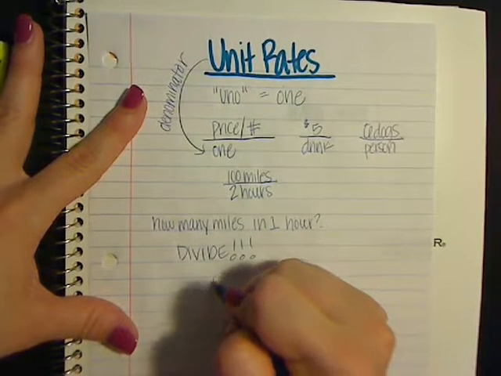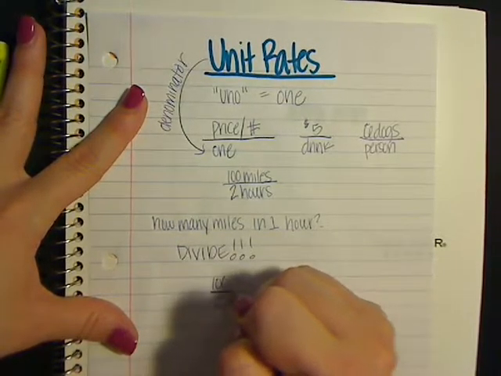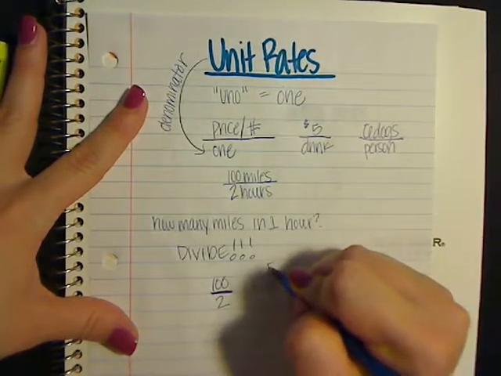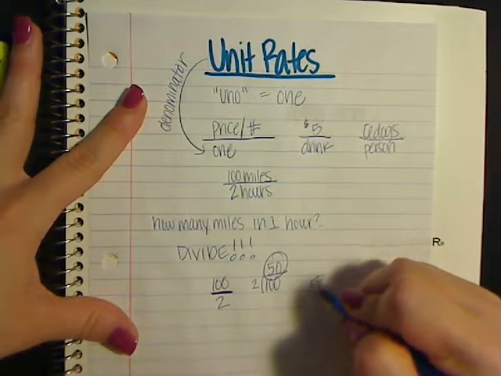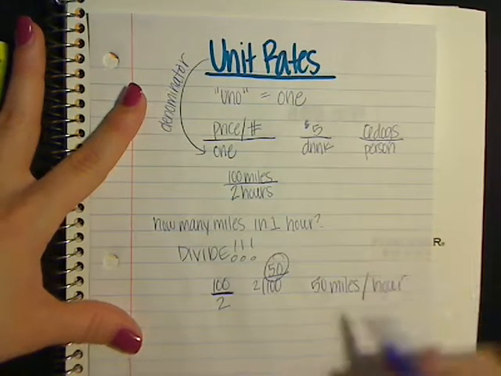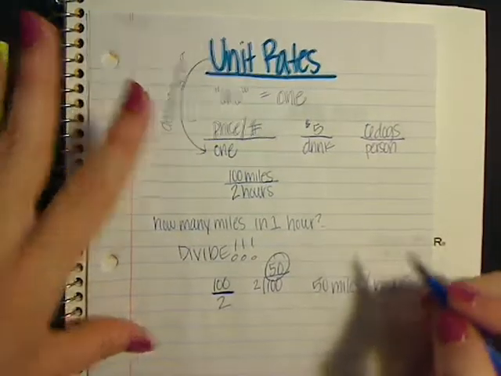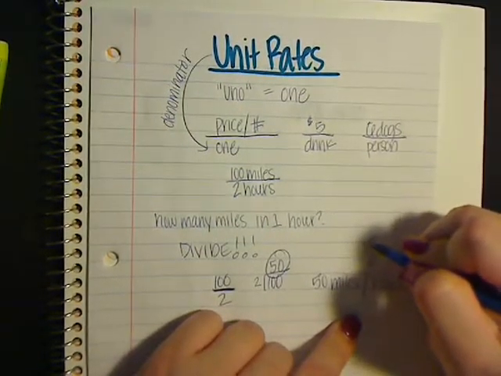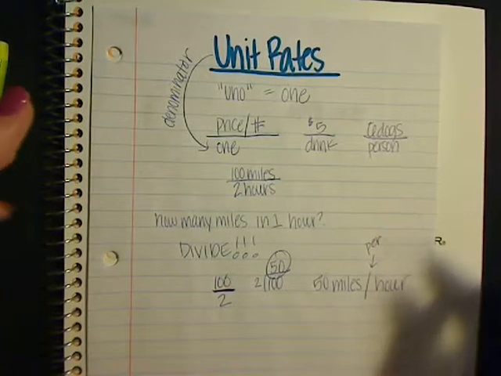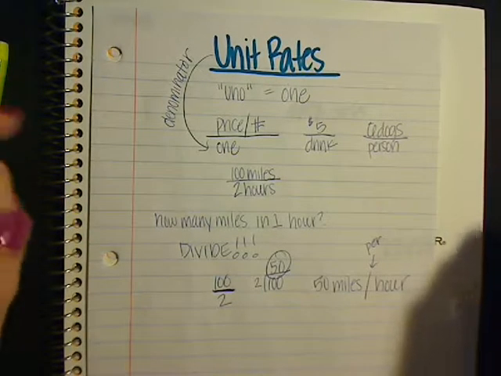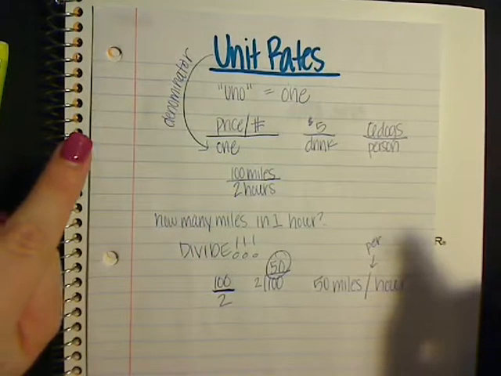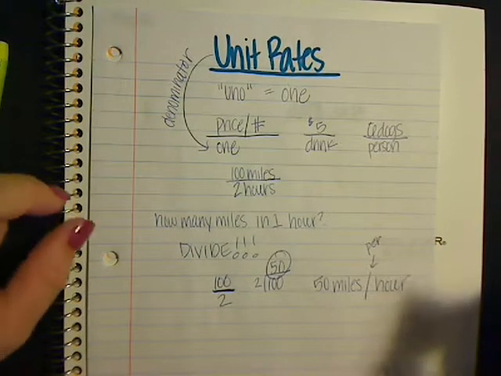So 100 over 2, well, we know that this line means to divide, so 100 divided by 2 is 50. So 50 miles per hour. 50 miles in 1 hour. This means per. So 50 miles per hour, that's how we say that. Like when you're driving your car and you're going 60 miles per hour, that means that in every 1 hour, you should be able to drive 60 miles if you stay at that constant speed.